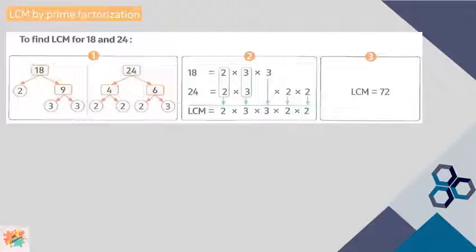The next method is LCM by prime factorization, the same system we learned for prime factorization in the previous video. If you don't remember it, you can go back and watch it. We did 18 equals 2 times 9, then 9 becomes 3 times 3. 24 is 4 times 6, and 4 is 2 times 2, 6 is 2 times 3. After that we write the numbers in order: 18 is 2 times 3 times 3, 24 is 2 times 3 times 2 times 2.